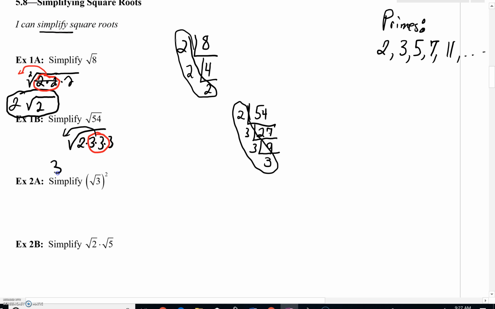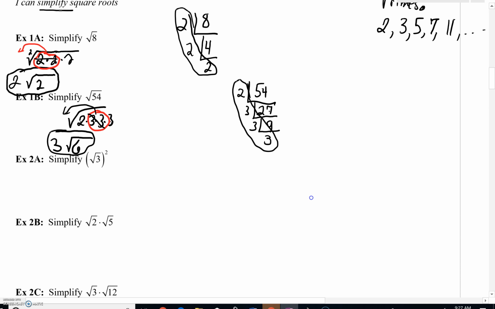Pull one of those out, then kill that circle. Inside the radical, I have a 2 and a 3. They're next to each other, though. 2 times 3 would get you a 6. So we're going to be left with a 3 and then a radical 6.